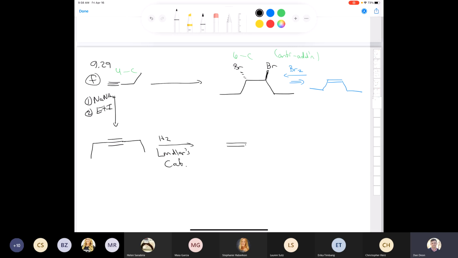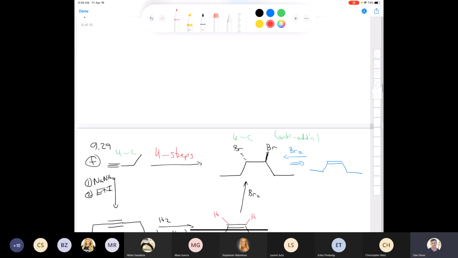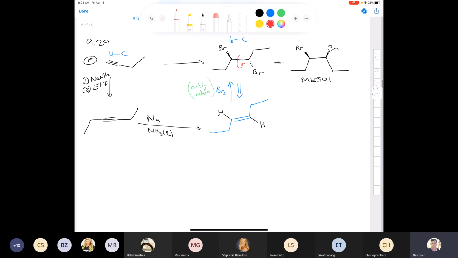And then we would end up with this cis alkene, like this, right? It's cis because both hydrogens are on the same face of the molecule. And then we treat that with bromine, like that. So we have a total of 4 steps. 4 steps for this reaction. If you go back to 9.29E, it was also 1, 2, 3, 4. It was also 4 steps.